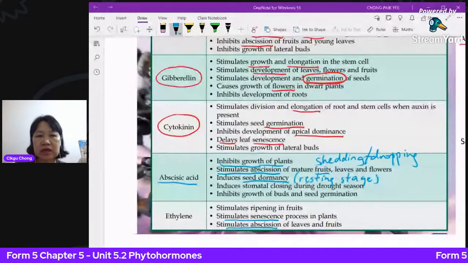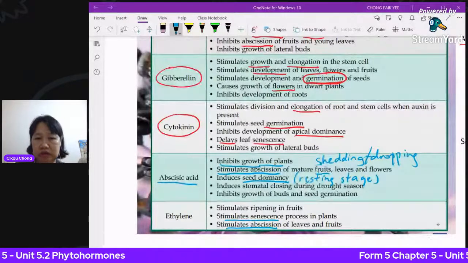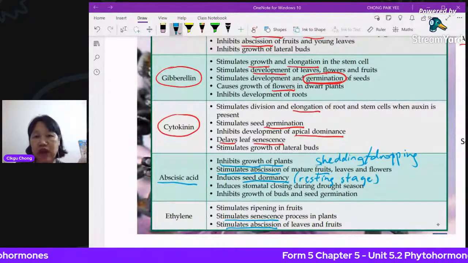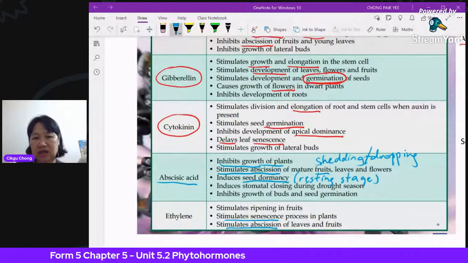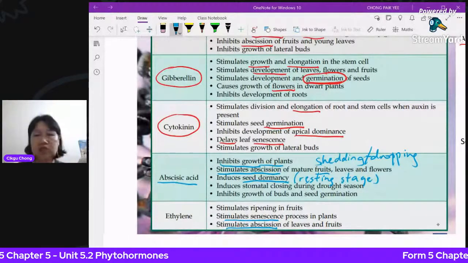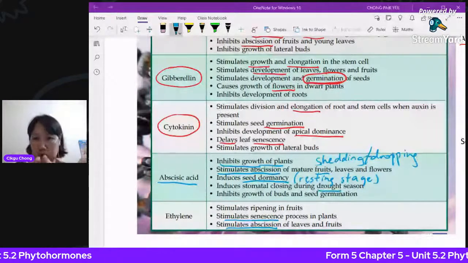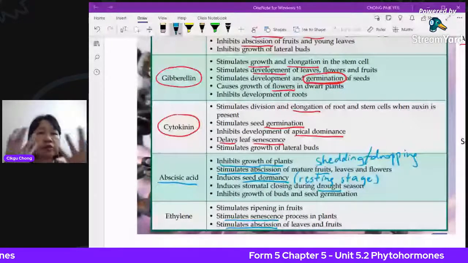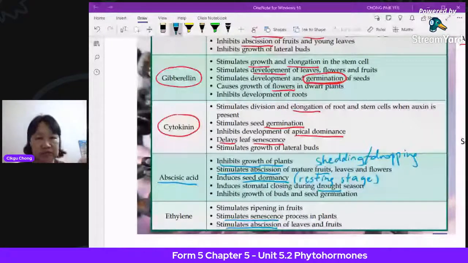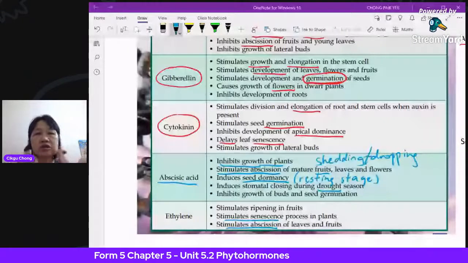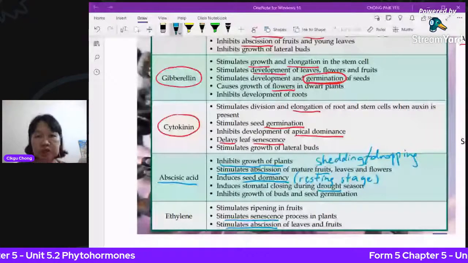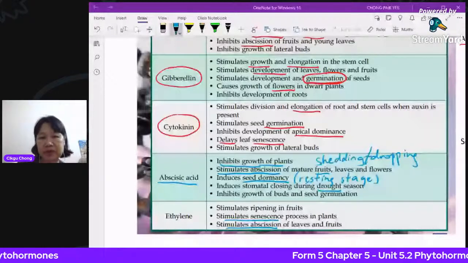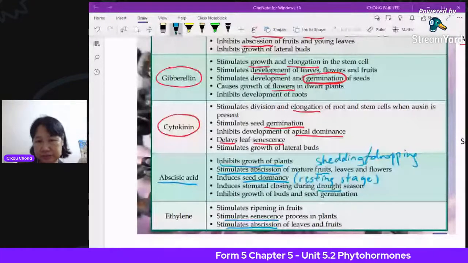Okay. It induces closing during drought season. When it's very dry, drought season is musim kemarau, when there is no rain for many weeks or months. It's called drought. The stomata will close. It's because we do not want so much water to evaporate from the leaves. So abscisic acid causes the stomata not to open so much. You have smaller stomata, which is good because you want to preserve the water in the plant. So it induces stomata closing.